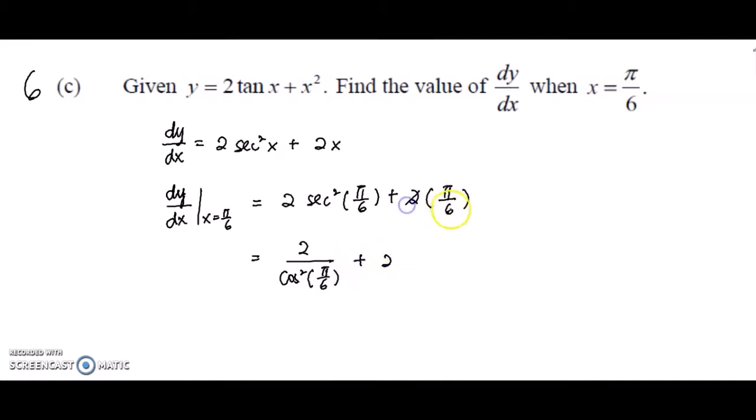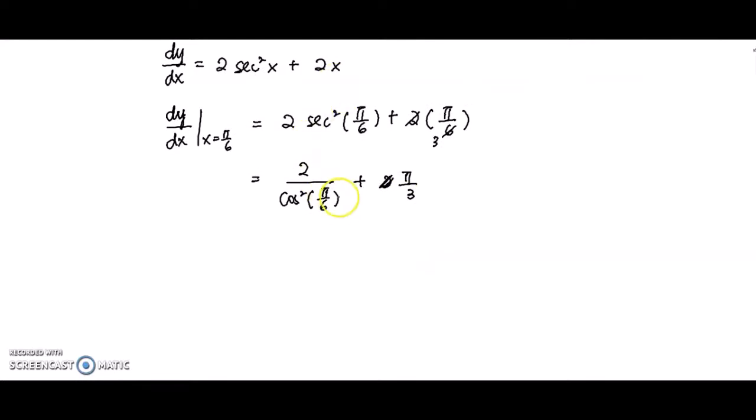Okay, this one can be simplified. You get your pi over 3. Then what is the cos of pi over 6? Pi over 6 means 180 divided by 6, which is 30 degrees. The cos 30 is a special angle, which you know is square root of 3 over 2. Just put in the square root of 3 over 2 inside.